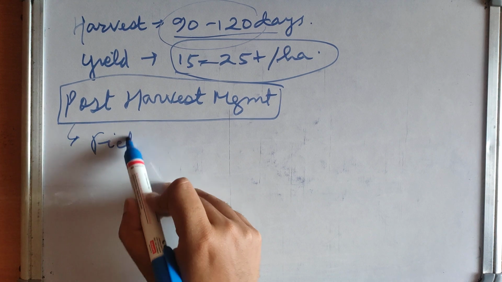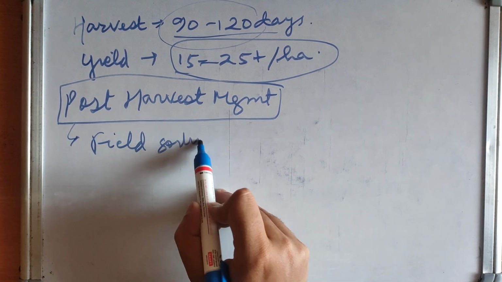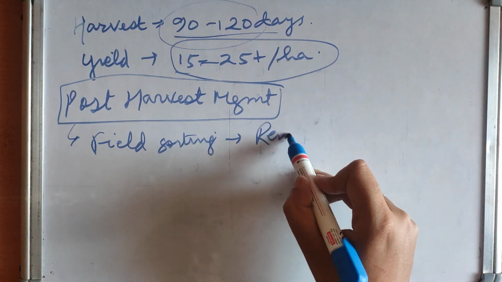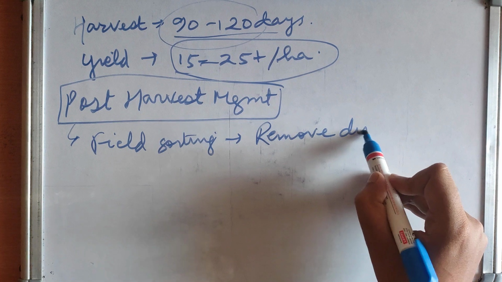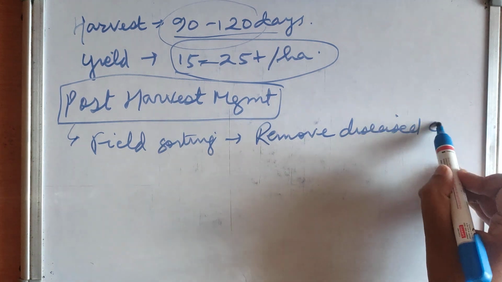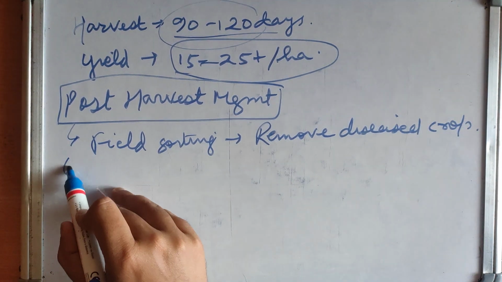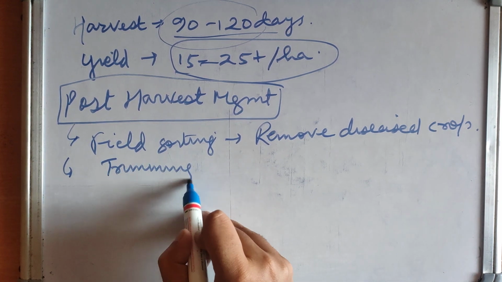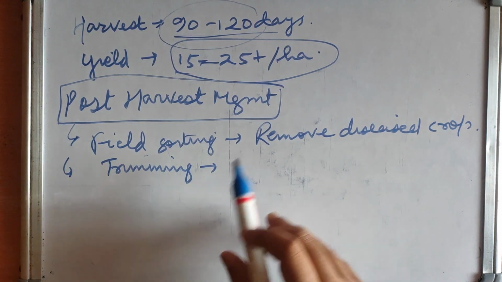Field sorting. Here we will sort the good plants at the field and we will remove diseased crop. Then trimming. Trimming means removing the unwanted parts of cauliflower.